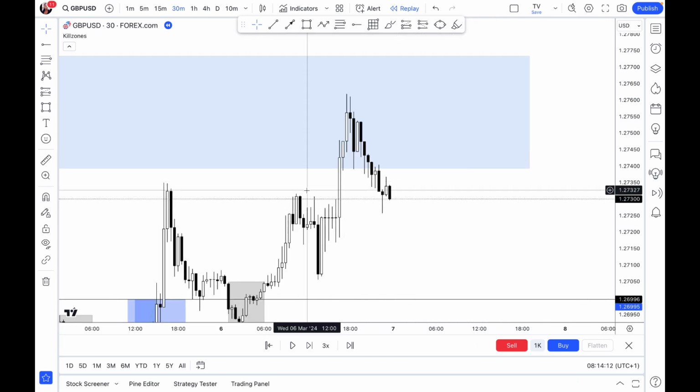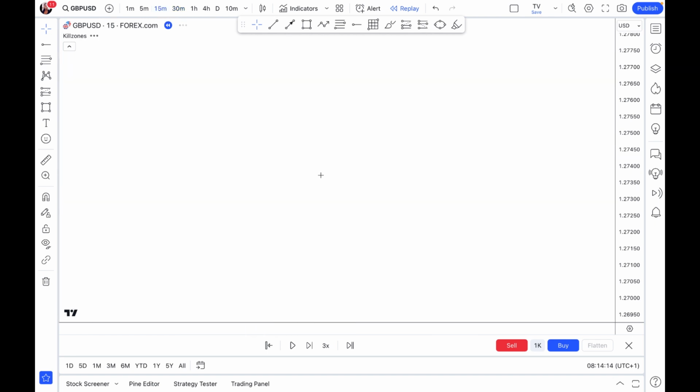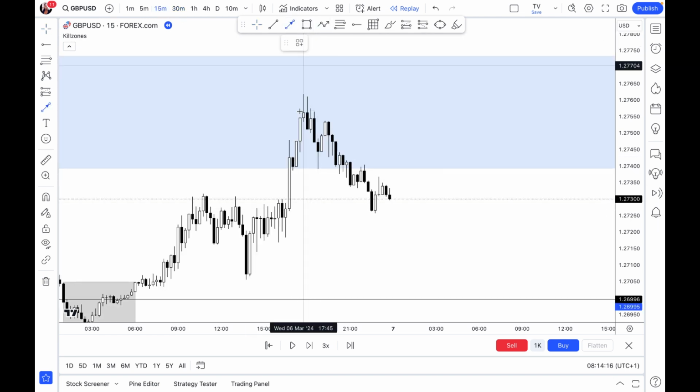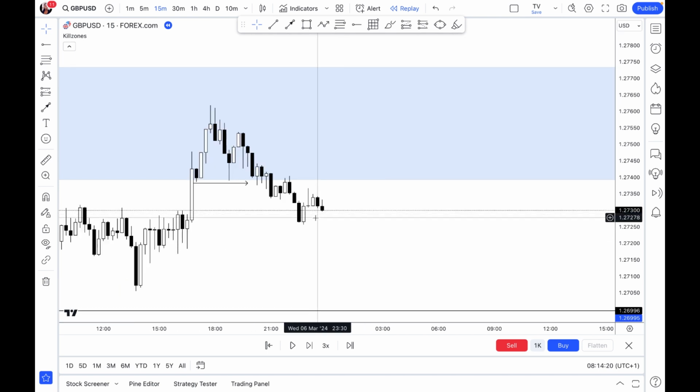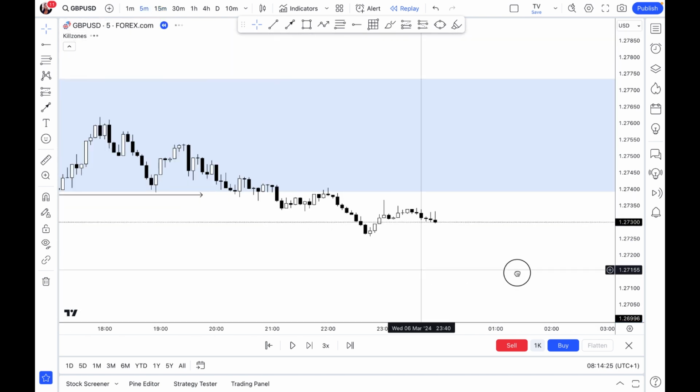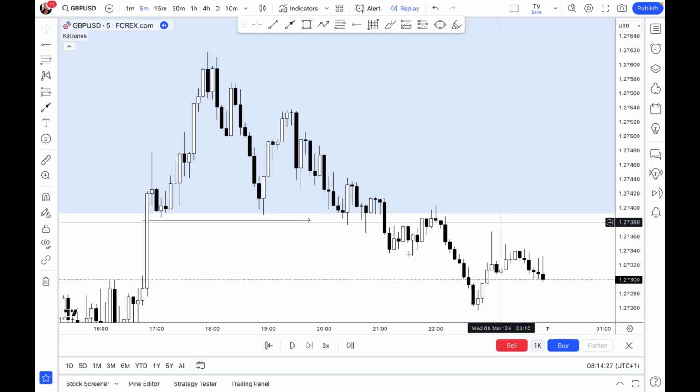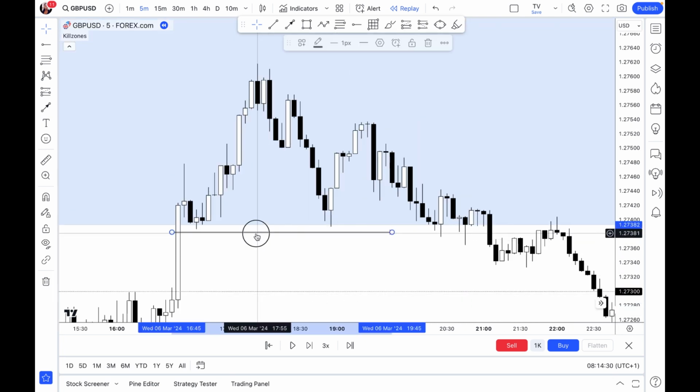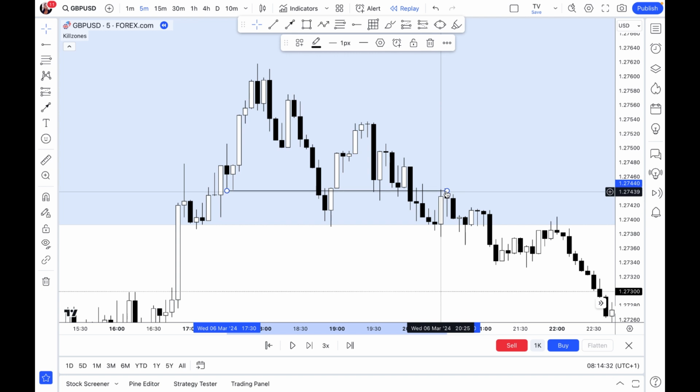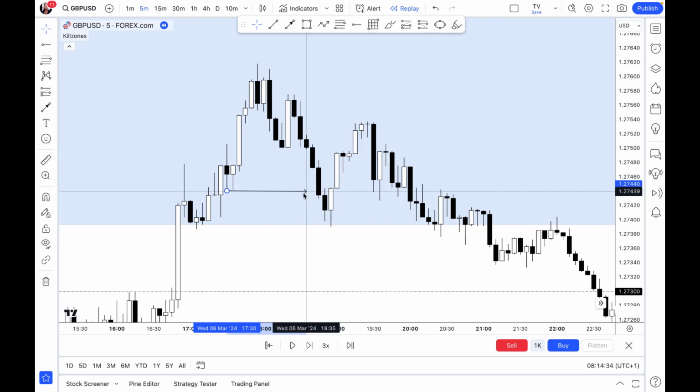So as you can see right there, let me go to a lower time frame. So at this level of supply, I was looking for this right there. That was a break of structure to the downside, signifying that it looks like we are going low. Okay, so actually this was my break of structure right here.